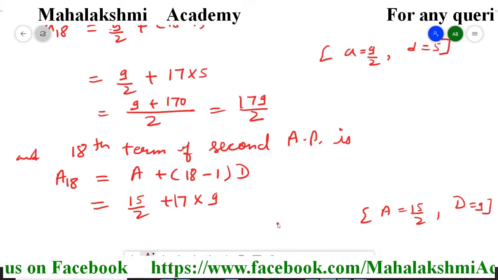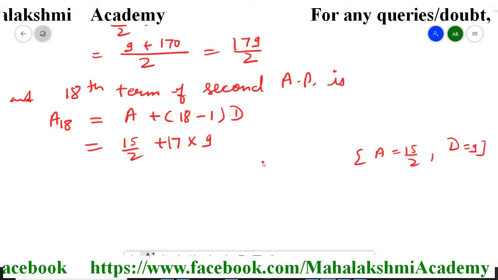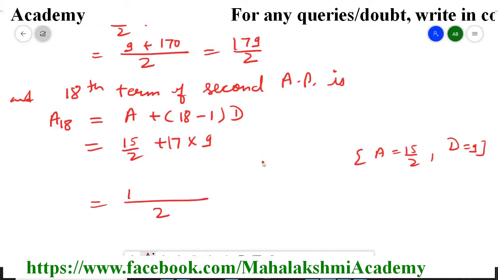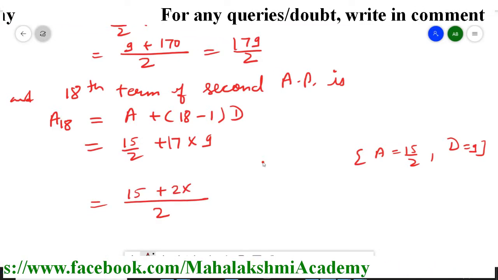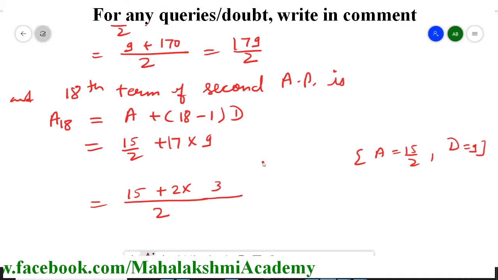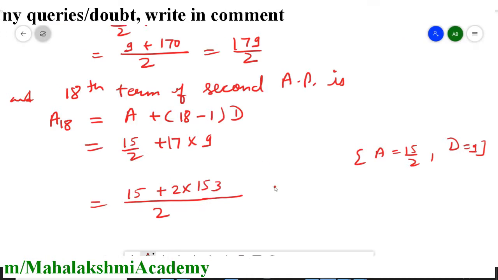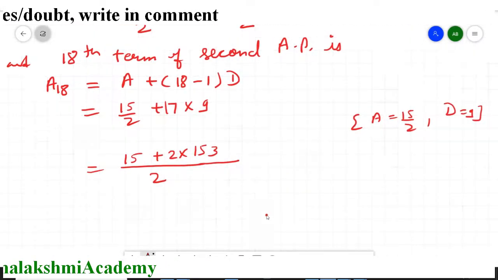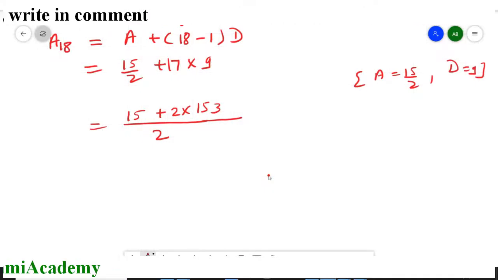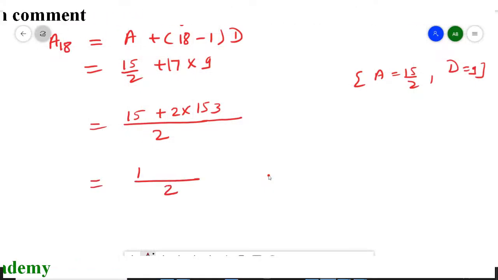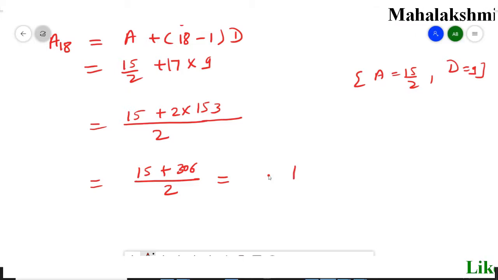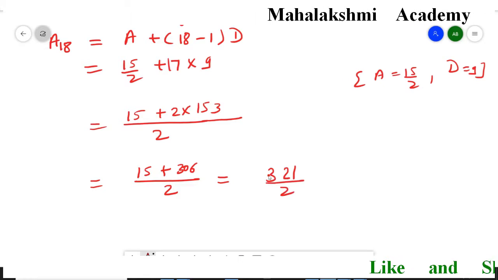In the next step, we have to take the LCM. LCM is 2, so 15 plus 2 multiplied by 153. Now again we have to multiply and add it, so we'll get 15 plus 306, and further we'll add it, so we'll get 321 upon 2.